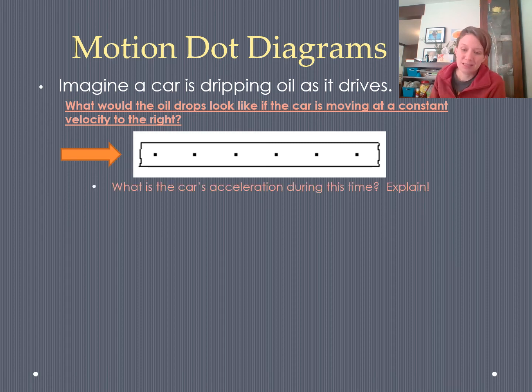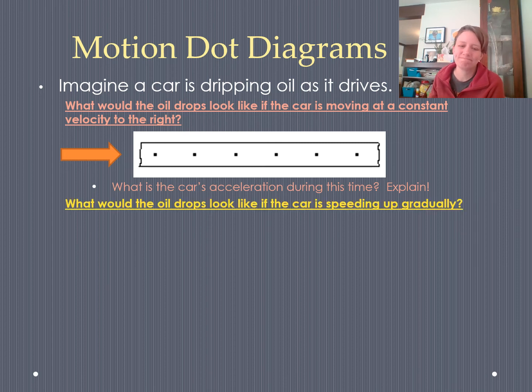So please take a moment to ponder, what does this mean about the car's acceleration during this time, and be able to explain why. If we're moving at a constant velocity, that means my delta V, or my change in velocity, is 0. So this car actually has an acceleration of 0 as it is moving. And we can tell that because we're covering the same amount of distance every second. Therefore, my velocity is constant and not changing.